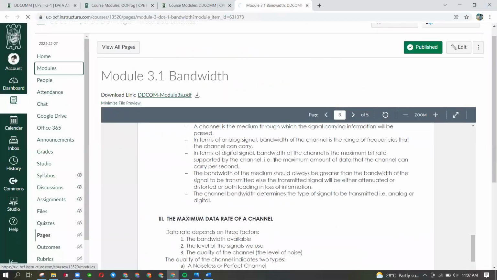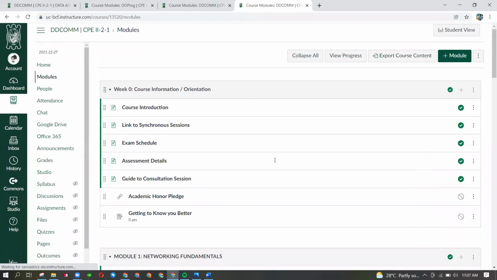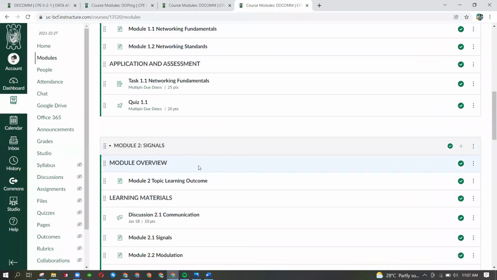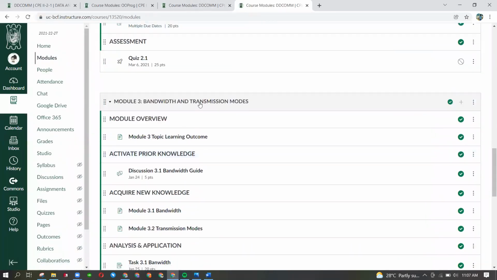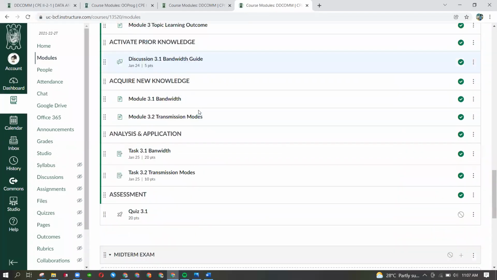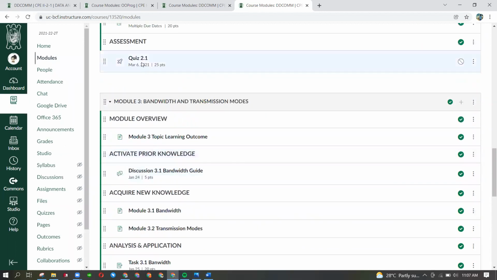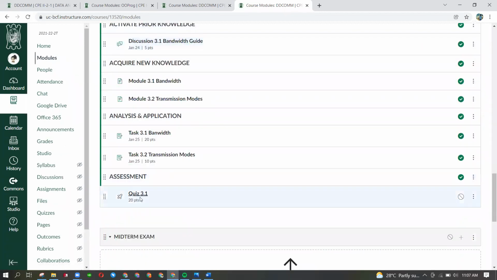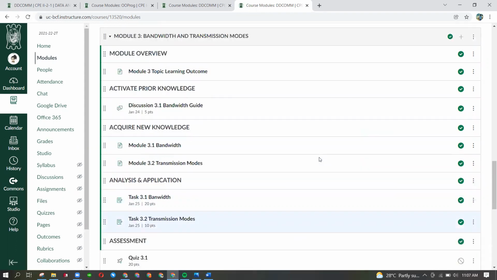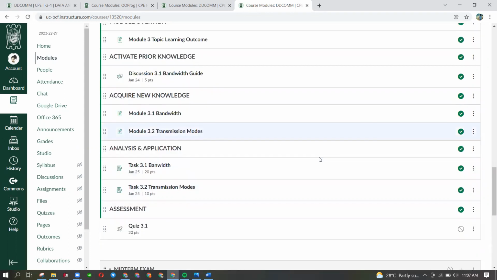So again, let's go back to the modules: network fundamentals, signals, bandwidth, and transmission mode. For today, we will just have your quiz 2.1 and quiz 3.1, and in the next meeting you will have your final exam. Your final exam will be in Kahoot.